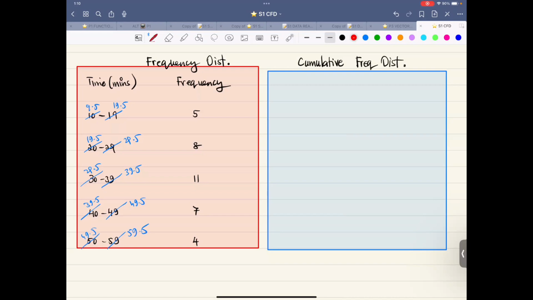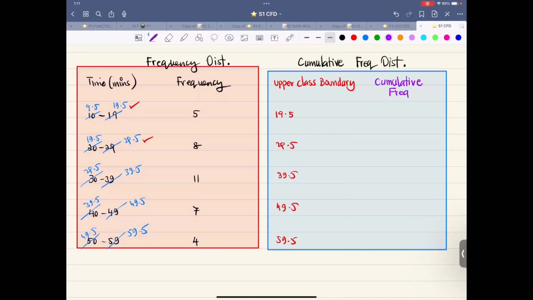And let me write over here upper class boundary. I'm writing the upper class boundary belonging to each class. So over here, let's start with 19.5. Then the next one, 29.5. The next one, 39.5. And then 49.5. And then 59.5. And over here, I'm writing cumulative frequency. The word accumulate is the same thing as cumulative. It's another way of writing it.